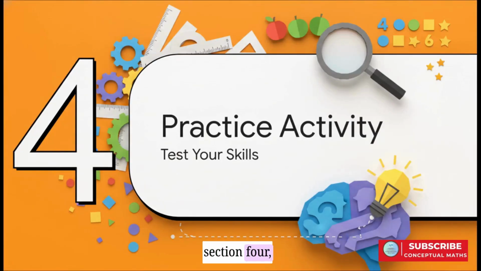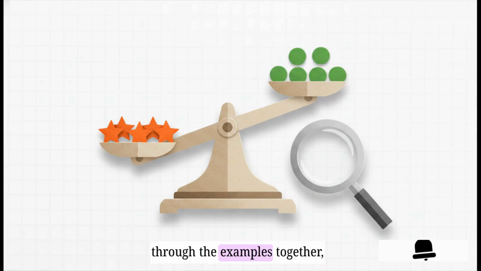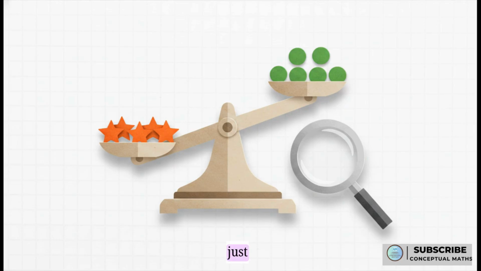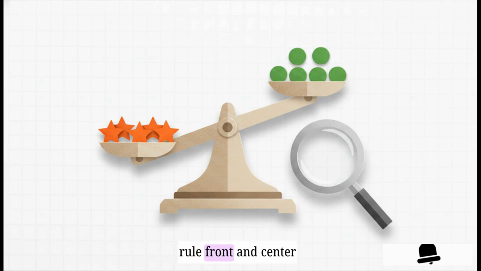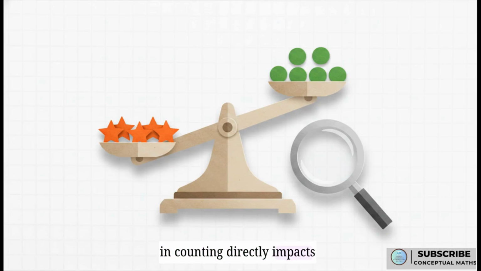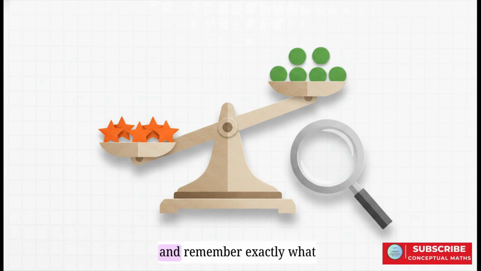All right, Section 4, Practice Activity Time. Let's test your skills. So, we've covered the theory, we've walked through the examples together, and now it's time for you to actually apply this stuff. But right before we jump into the practice questions, just keep this one massive rule front and center in your mind. A ratio is always a comparison, and that means your accuracy in counting directly impacts the whole comparison. So count carefully, take a breath, and remember exactly what we're trying to achieve here.